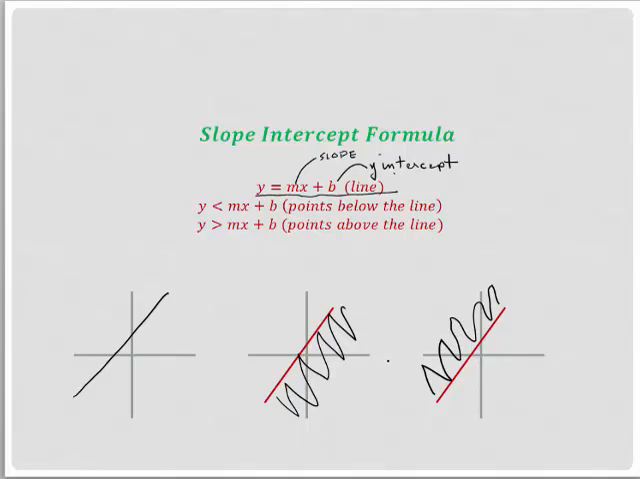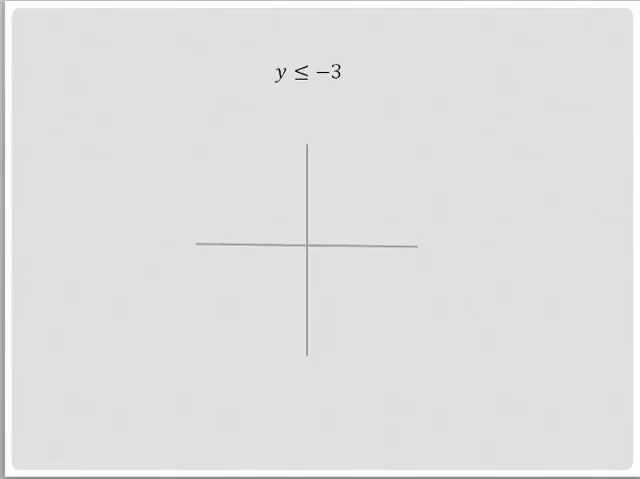All right, this is just an introduction. Let's take a look at this one. Y is less than or equal to negative 3. Okay, well, we don't really have two variables. If y is less than or equal to negative 3, that's 1, 2, 3, x can be anything. It doesn't say anything about x. X can be anything. So we're just going to draw this line.